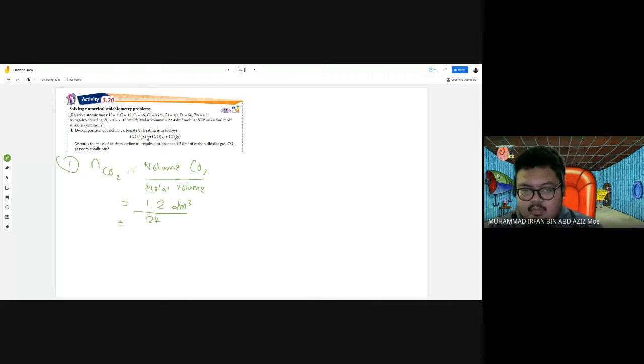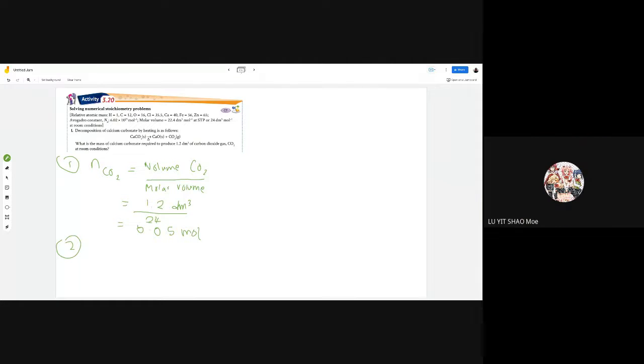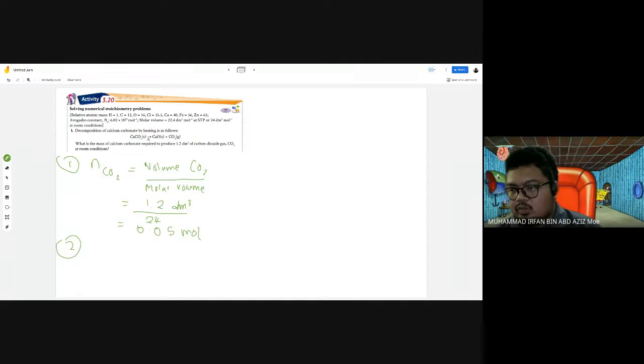So akan dapat 1.2 divided by 24, 0.05 mole. Okay, 0.05 mole. So, what is the second step? Find the ratio. Okay, find the ratio.